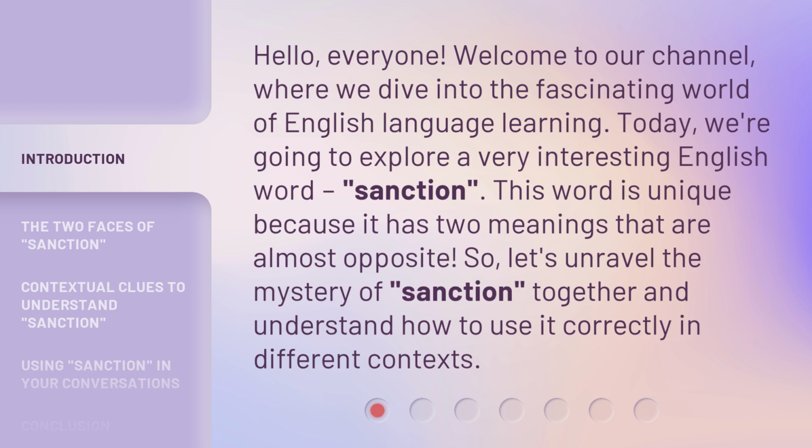Today, we're going to explore a very interesting English word, sanction. This word is unique because it has two meanings that are almost opposite. So, let's unravel the mystery of sanction together and understand how to use it correctly in different contexts.